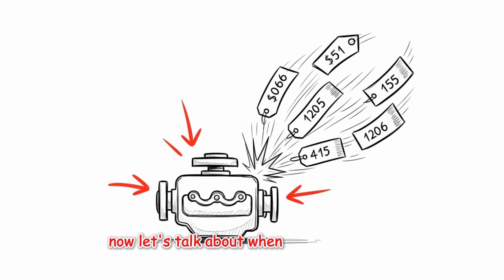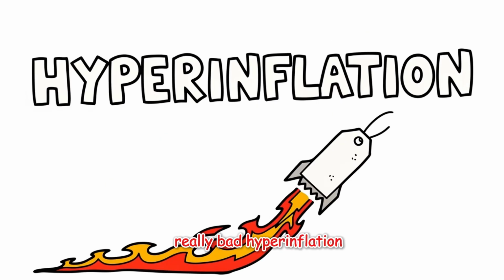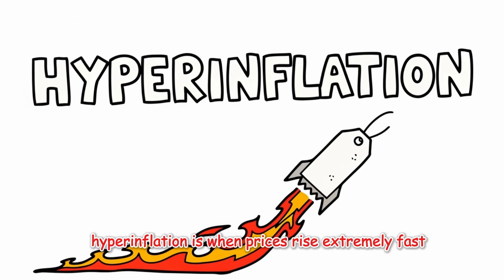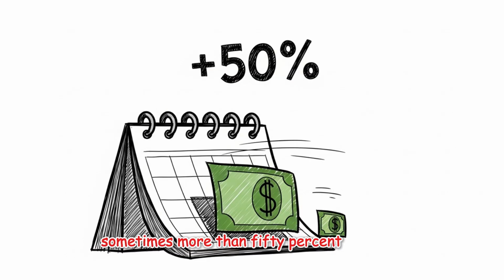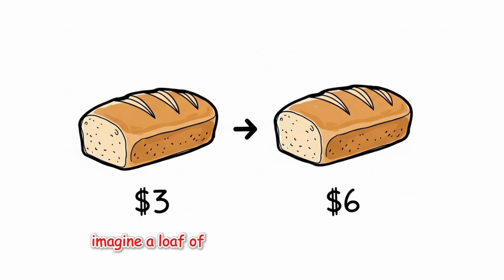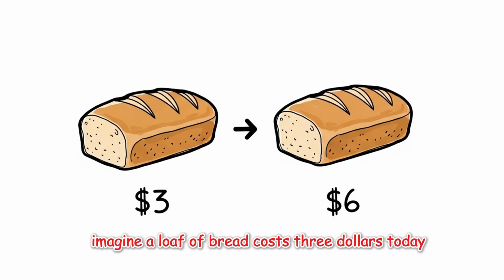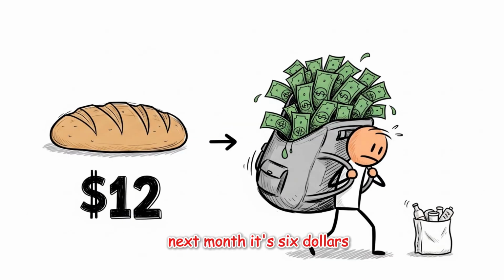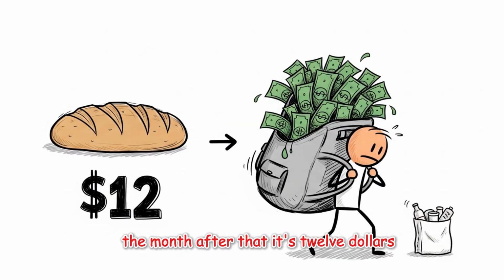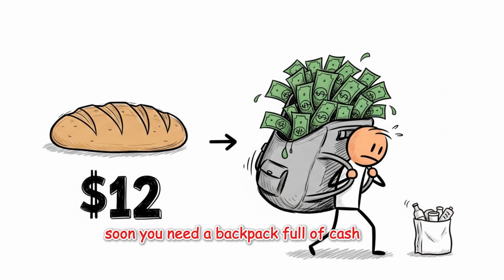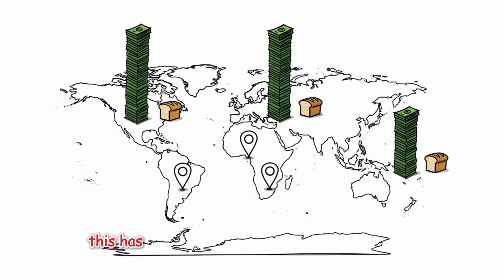Now, let's talk about when inflation goes bad, really bad. Hyperinflation. Hyperinflation is when prices rise extremely fast, sometimes more than 50% per month. Imagine a loaf of bread costs $3 today. Next month, it's $6. The month after that, it's $12. Soon, you need a backpack full of cash to buy groceries. This has happened in Germany after World War I, in Zimbabwe in the 2000s, in Venezuela more recently.